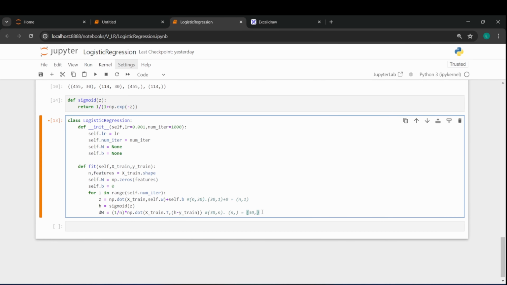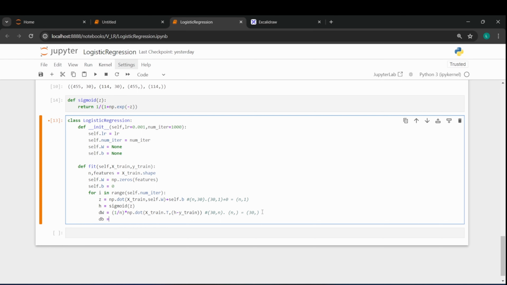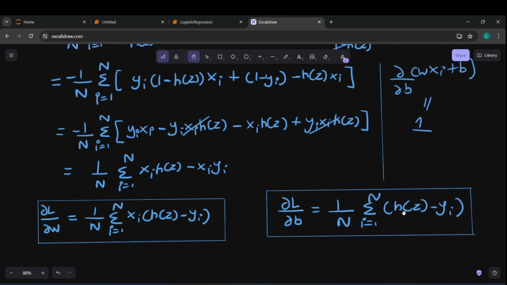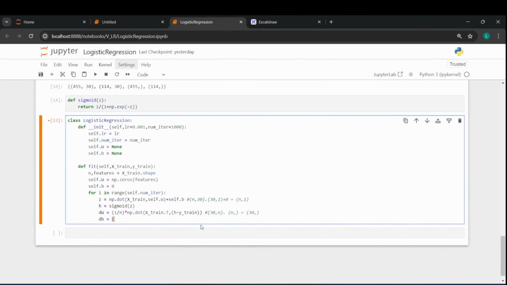Now let's also calculate the value of db. Now the formula of db is 1 by n into summation of i equal to 1 to n h of z minus yi, which is a scalar value. So I'm just gonna say np dot sum of h minus y train.